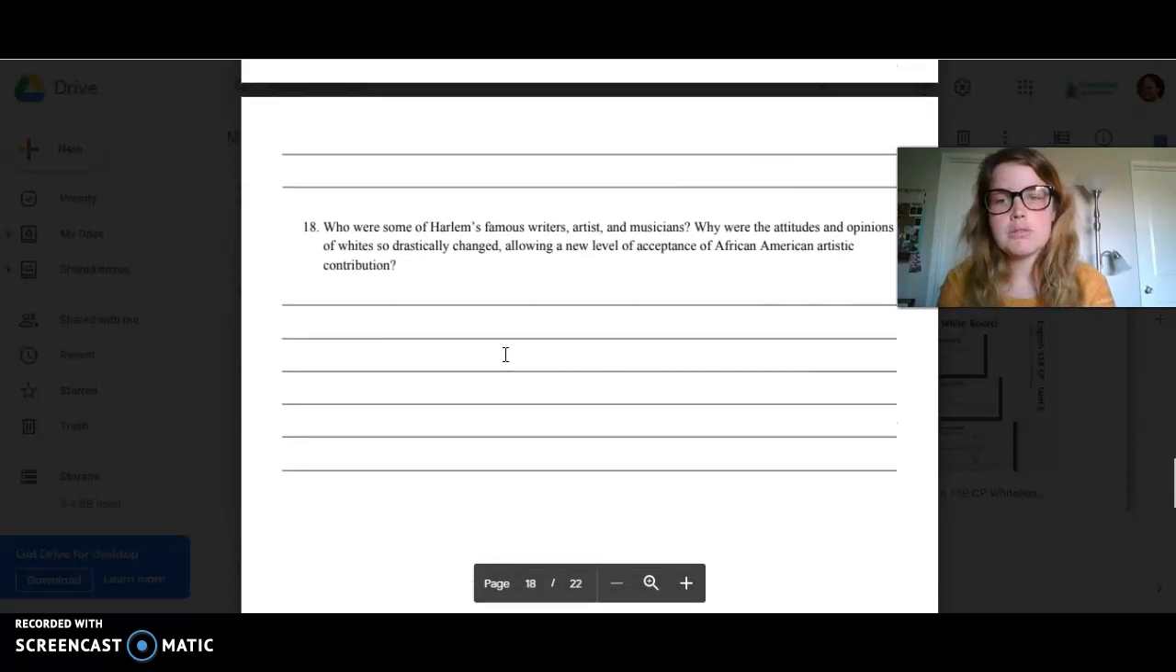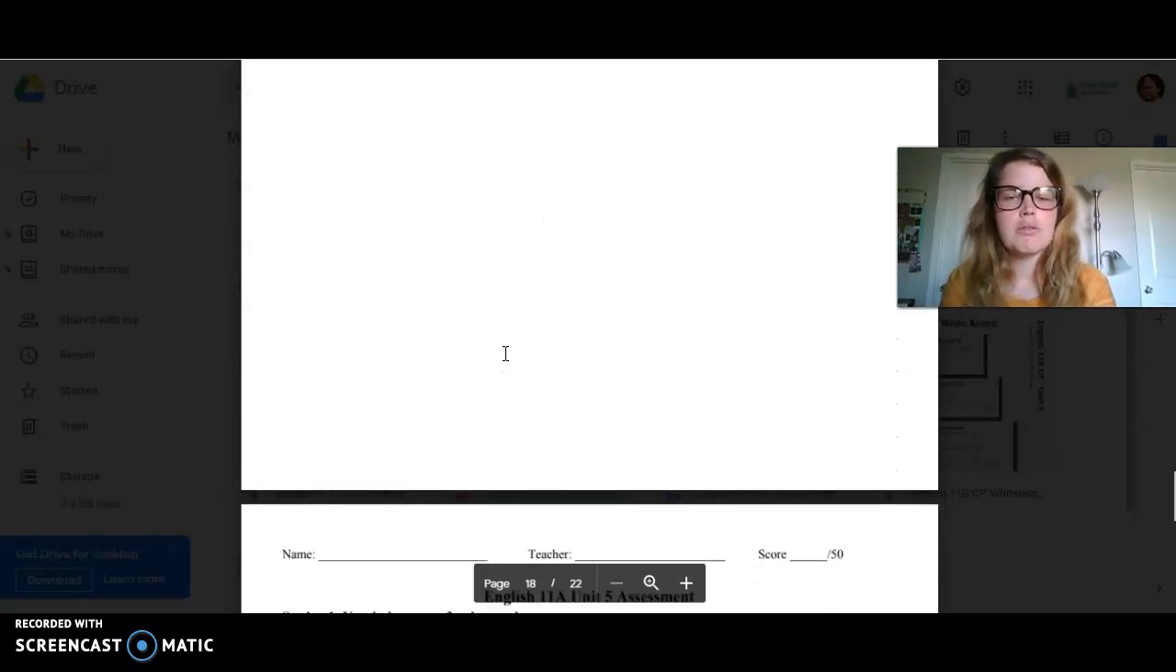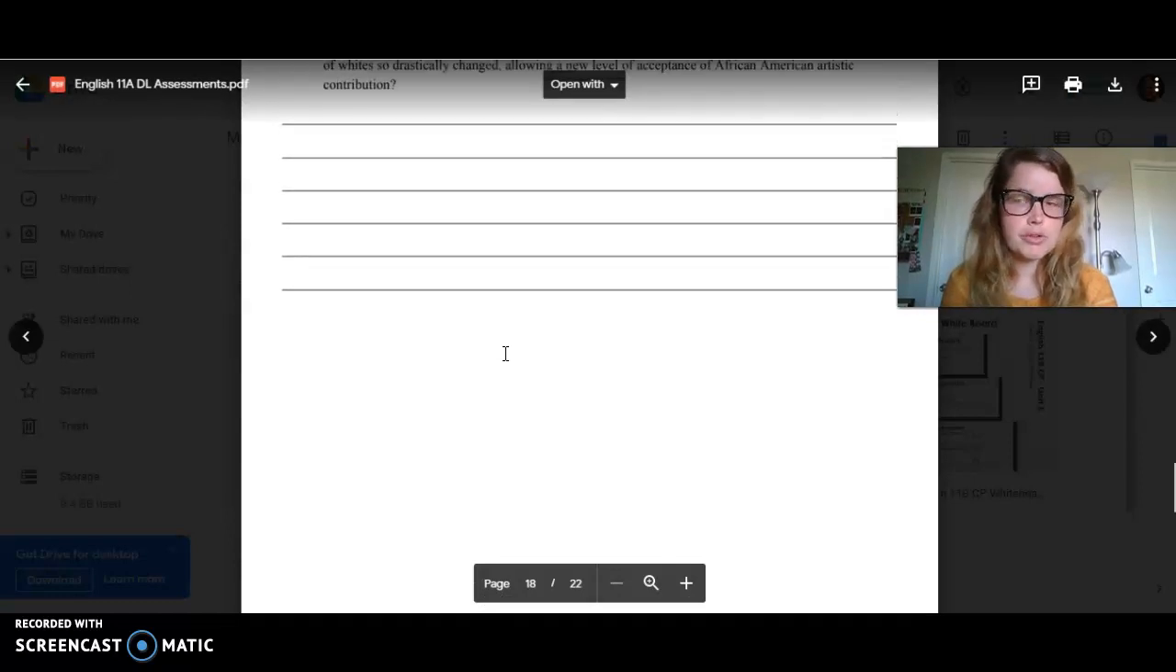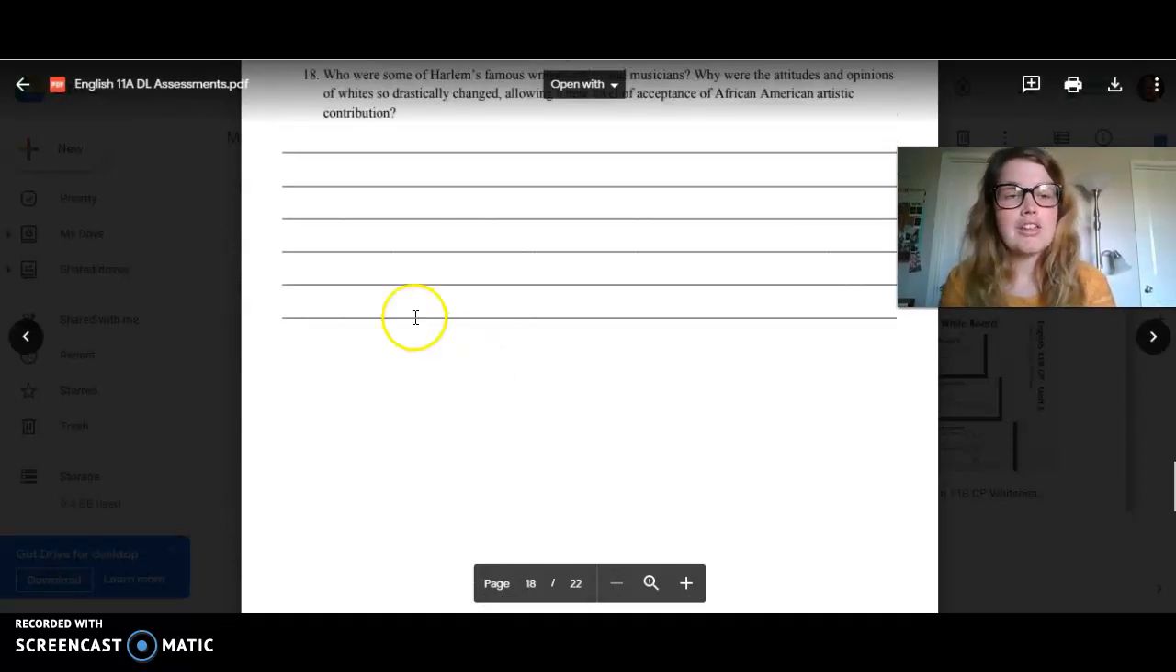And then the last one, who were some of Harlem's famous writers, artists, and musicians? Why were the attitudes and opinions of whites so dramatically changed, allowing a new level of acceptance of African American artistic contribution? So just take a second and answer that one. Remember, the Harlem Renaissance is what you want to focus on for that one. If you need any other help, let me know, and I can help.